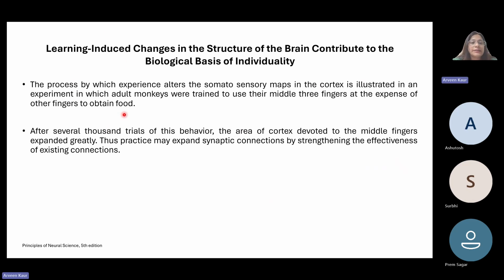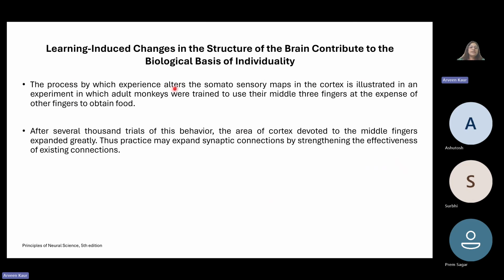Then the learning induced changes in the structure of the brain contribute to the biological basis of individuality, right? So there has to be some kind of a change or alteration in the brain, whether at the level of the synapse or at some other level, that will help the brain remember, right? So there has to be some tangible change, right? Although we can't go and look for that tangible change, it should be present, right?